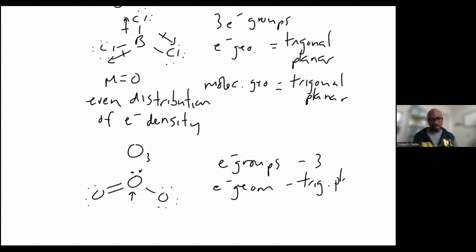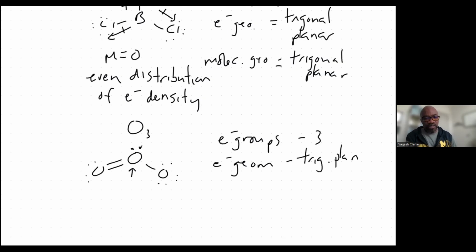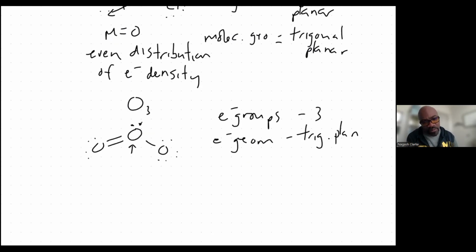That's in the interest of time. And then my molecular geometry is going to be different because I have that lone pair. And the lone pairs have more repulsive forces than bonded pairs, so they're going to be squashing the bonded pairs, pushing them away. So the molecular geometry, or shape, is bent. So we draw ozone with that bent shape.